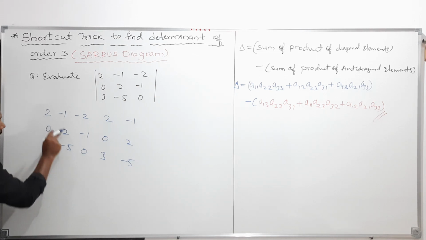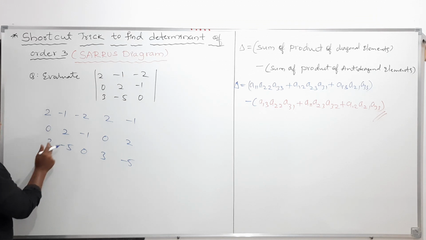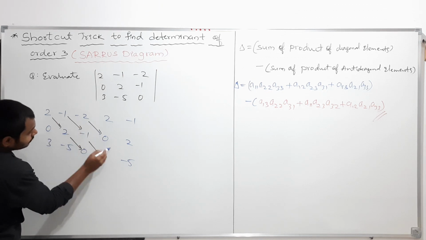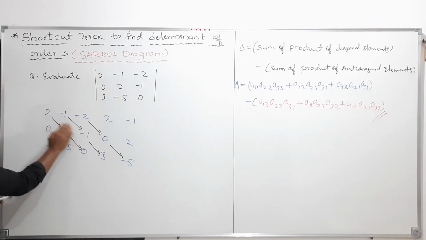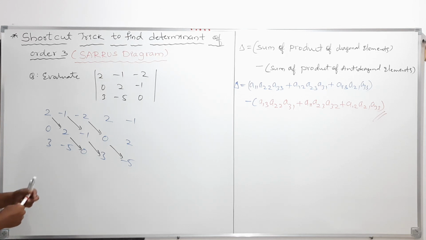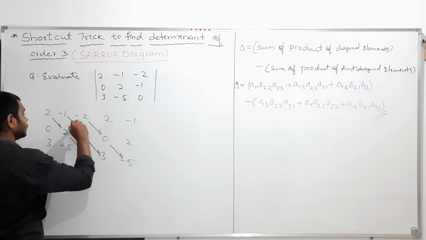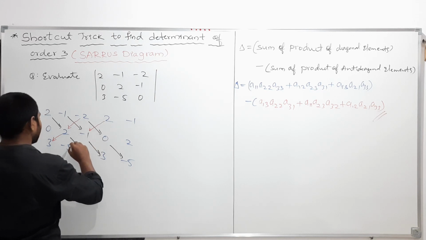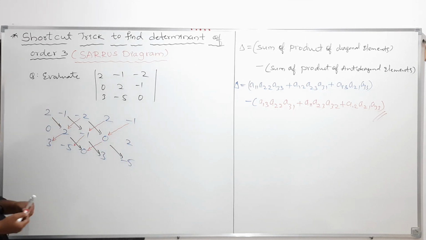And next, after writing this, what is the next step, my listeners? You should mark the diagonal and anti-diagonal elements. So the diagonal elements will be like this. These are the diagonal elements. First mark the diagonal elements. After marking this, next mark the anti-diagonal. So here the anti-diagonal elements are this one. Clear? So mark like this.